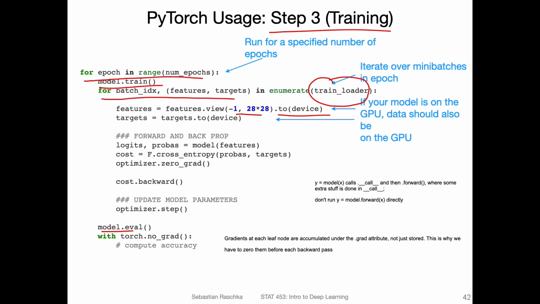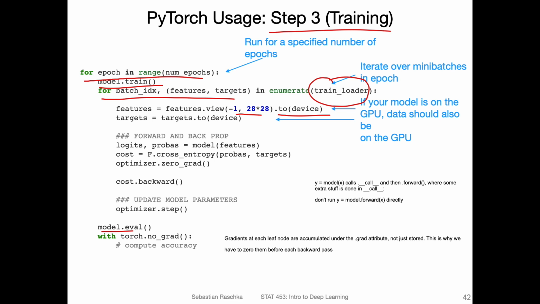There's one more thing. If my model sits on the GPU, also my data has to sit on the GPU. That is something that is required. We can't do a computation, let's say a matrix multiplication, between a matrix sitting on the GPU and one on the CPU. They have to be either both on the CPU or both on the GPU.